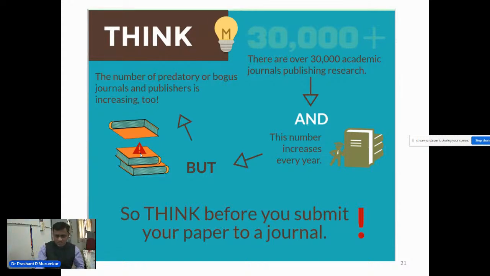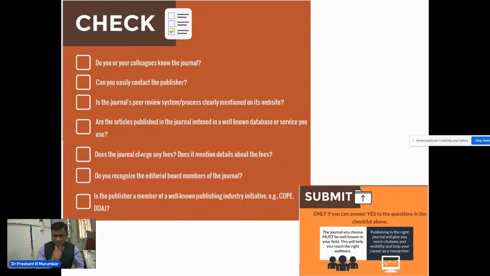So you need to think before submitting to a particular journal. What are the things you should know? First, there are certain checkpoints: who are our colleagues from the same field, and where are they publishing? Do you, or your colleagues, know the journal which you are considering? Can you easily contact the publisher? Because there are certain publishers where you don't find any contact number, they will just ask you to pay, so you should not consider that. So check whether the contact is easily accessible.